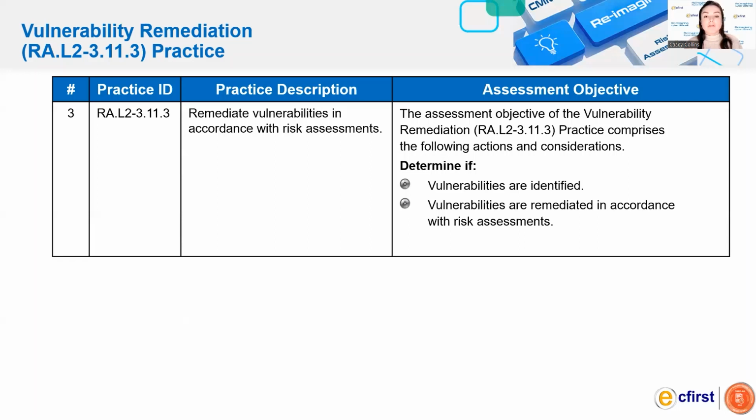Vulnerability remediation. So pretty straightforward: remediate vulnerabilities in accordance with risk assessments. So as an assessor, you would determine if vulnerabilities are identified and if vulnerabilities are remediated in accordance with risk assessments.